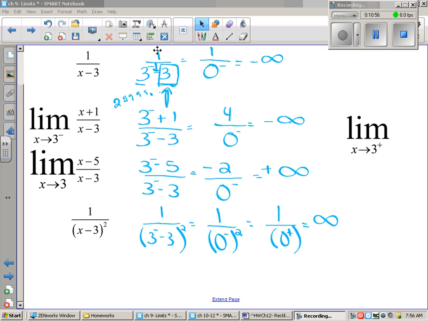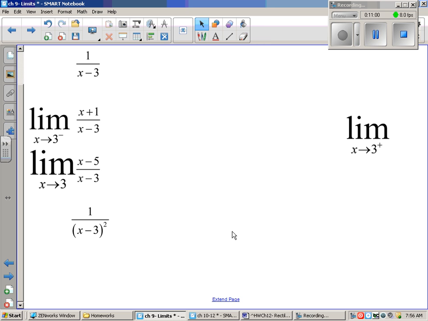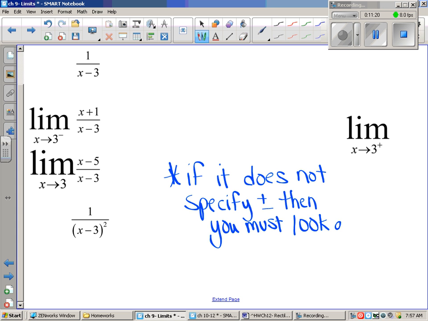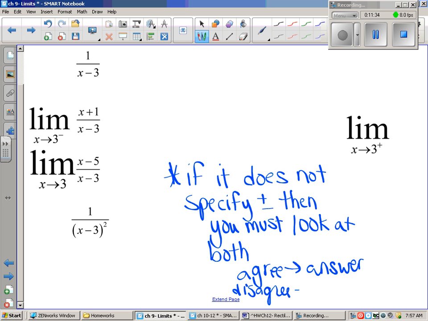Well, the difference is with this, and let me just, I couldn't emphasize this enough. If it does not specify plus or minus, then you must look at both. If they agree, that's your answer. If they disagree, then it does not exist or is not able to be determined. Okay? So you have to look at both. Now, what do I mean by that?